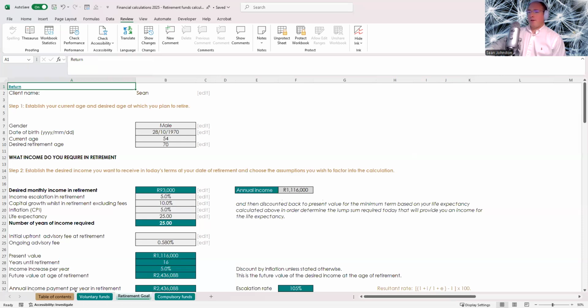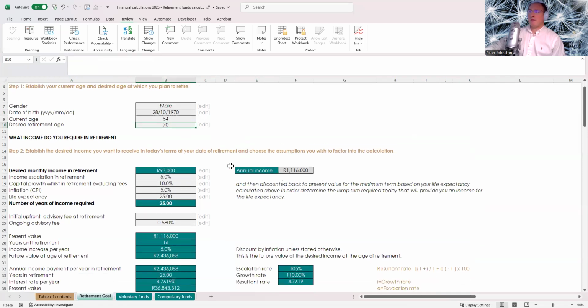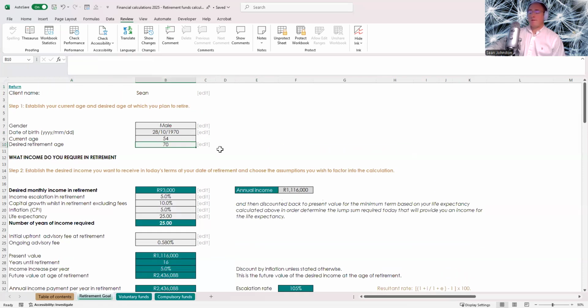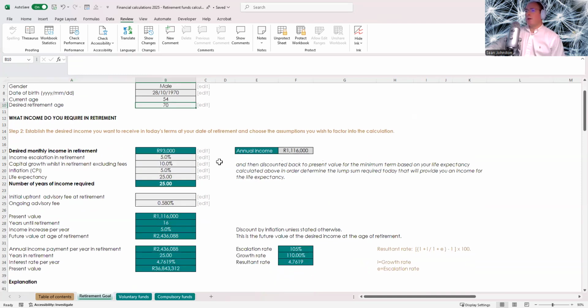Let's just move this over here. The goal here is to first put in all the details. I've removed the actual life expectancy tables that you would typically find on the original template that I released. So you can choose between male and female. You put your date of birth in here. This is the format. Current age will be calculated automatically. And you put in, in this case, age 70 as the date of retirement. This person would like to work 5 years longer than the norm.